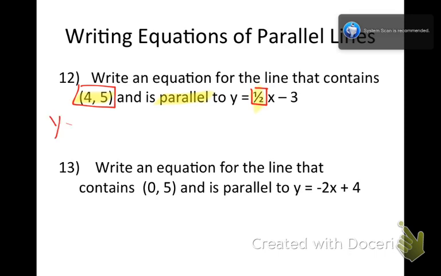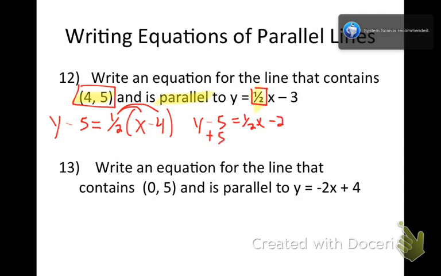Y minus 5 equals 1/2 parentheses x minus 1. Nice job. So that's point slope form. Now, how could I change that to slope intercept form? Two-step process. The first step is to distribute. So I would distribute, giving me y minus 5 equals 1/2 x minus 2. Second step is to add or subtract to the other side. Add the 5 to the other side. Y equals 1/2 x plus 3. Guess what? Now that's in slope intercept form. Two-step process after you plug it into point slope form.